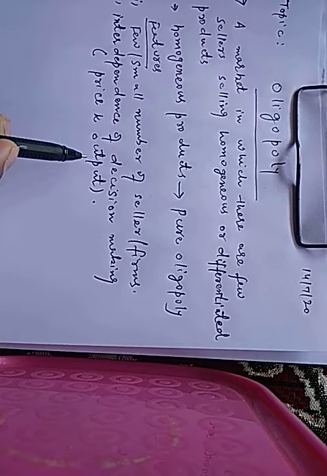Here they cannot take independent decisions about price and output, how much price to be charged and how much output to be produced and sold. Here there is interdependence between the sellers, between the firms.